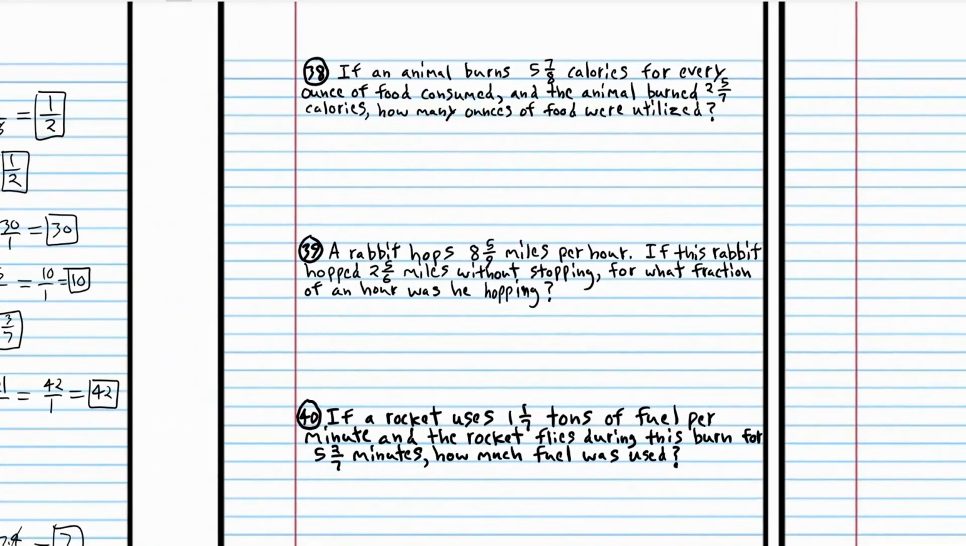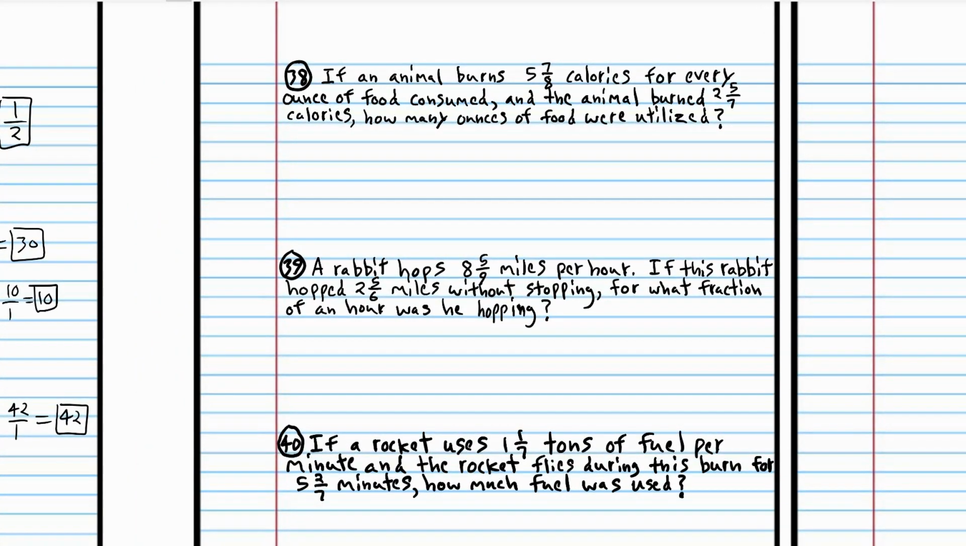So let's get to number 38. If an animal, you're going to try this one yourself. You can use the factor label method, you can use whatever you want. If an animal burns 5 7/8 calories for every ounce of food, that's 5 7/8 calories for every 1 ounce of food consumed, and the animal burned 2 5/7 calories, how many ounces of food were utilized?